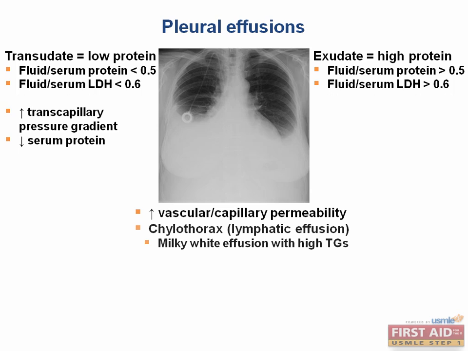One other type of exudative effusion worth mentioning is a lymphatic effusion, or a chylothorax. This is typically seen when the thoracic duct is damaged from trauma during cardiothoracic surgery or blocked by malignancy. When you tap the effusion, you typically get a milky white fluid that is high in triglycerides.